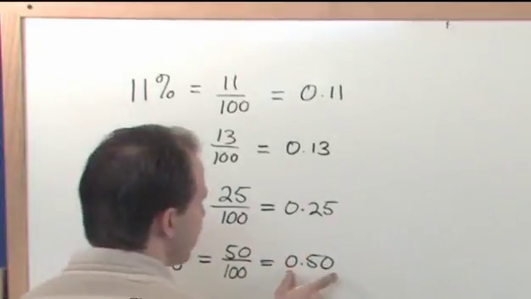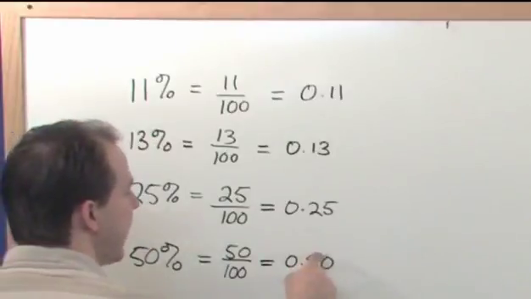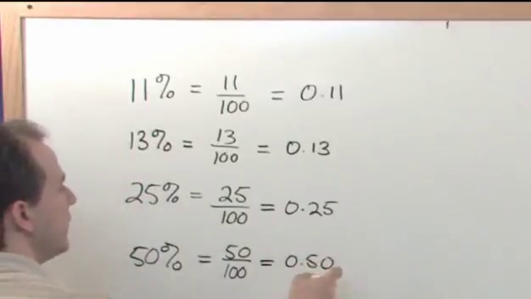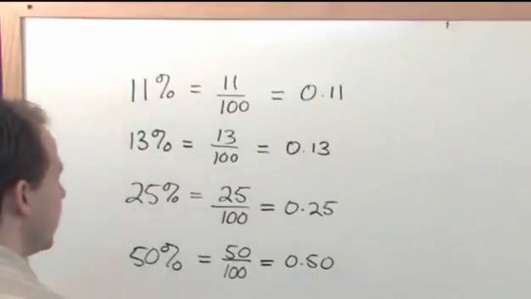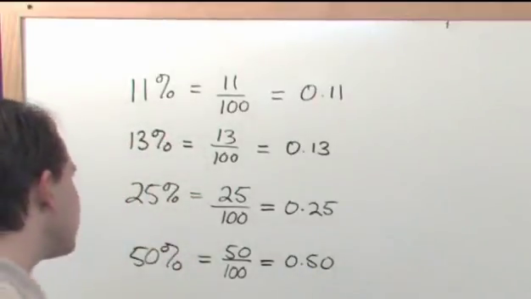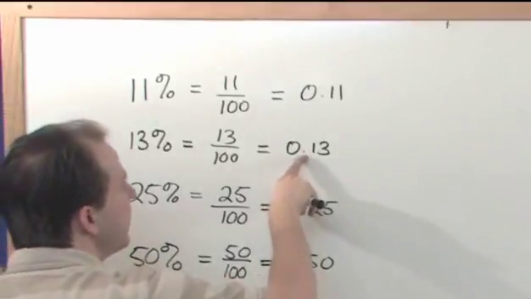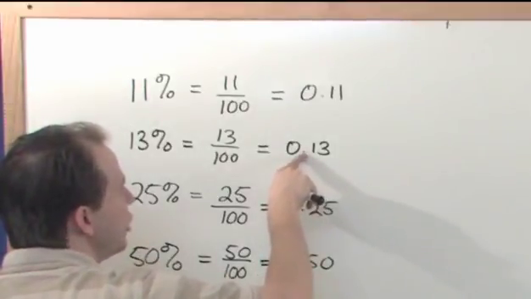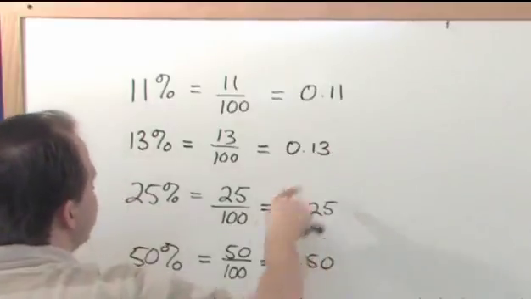If you were to see this decimal on a test and they say, hey, 0.50, what is that expressed as a percent? All you would do is move the decimal point back 2 places. If they said, hey, what is 0.13 expressed as a percent? You would move it 2 places to the right, 13%.